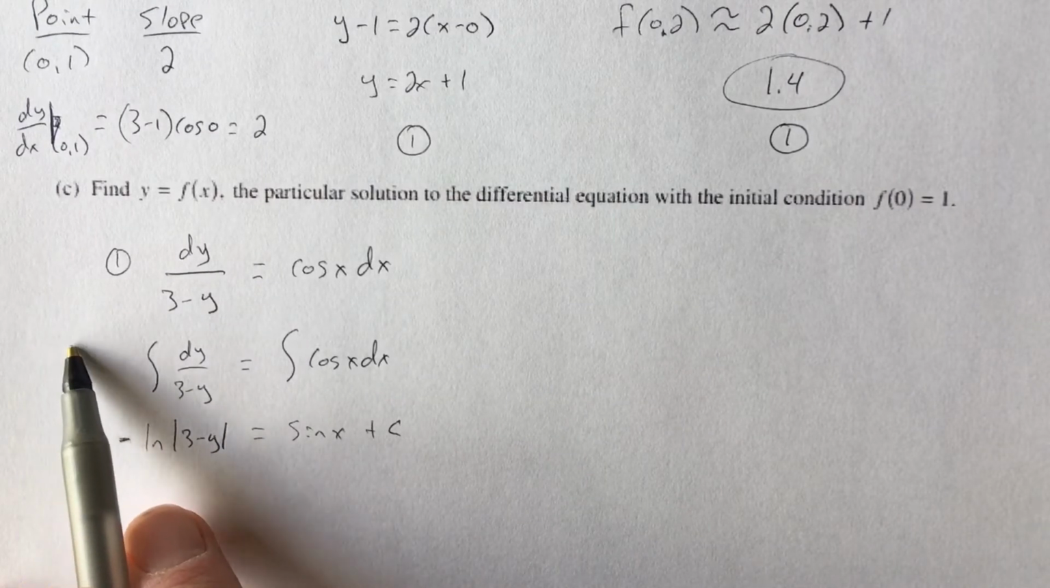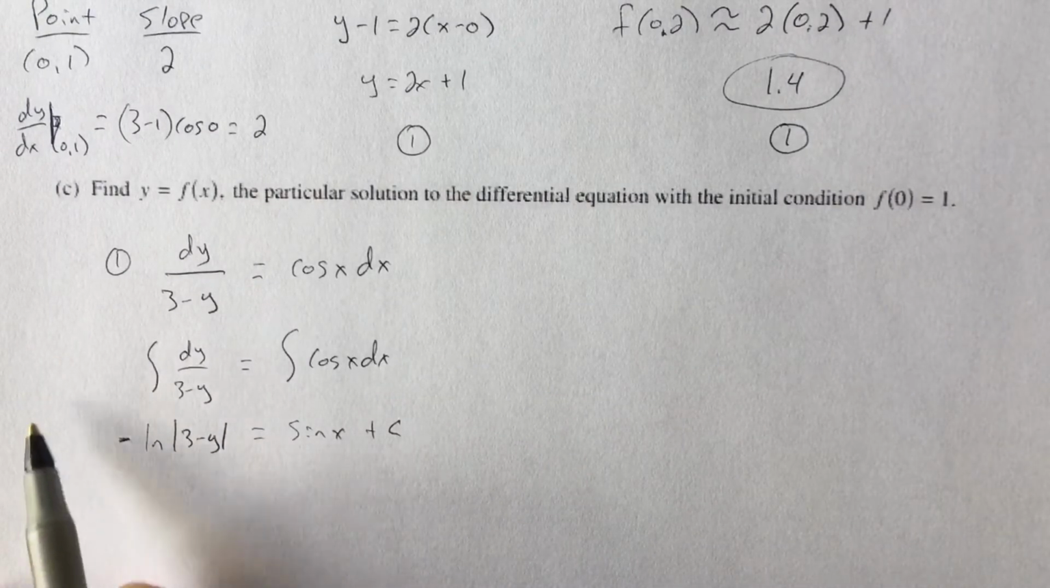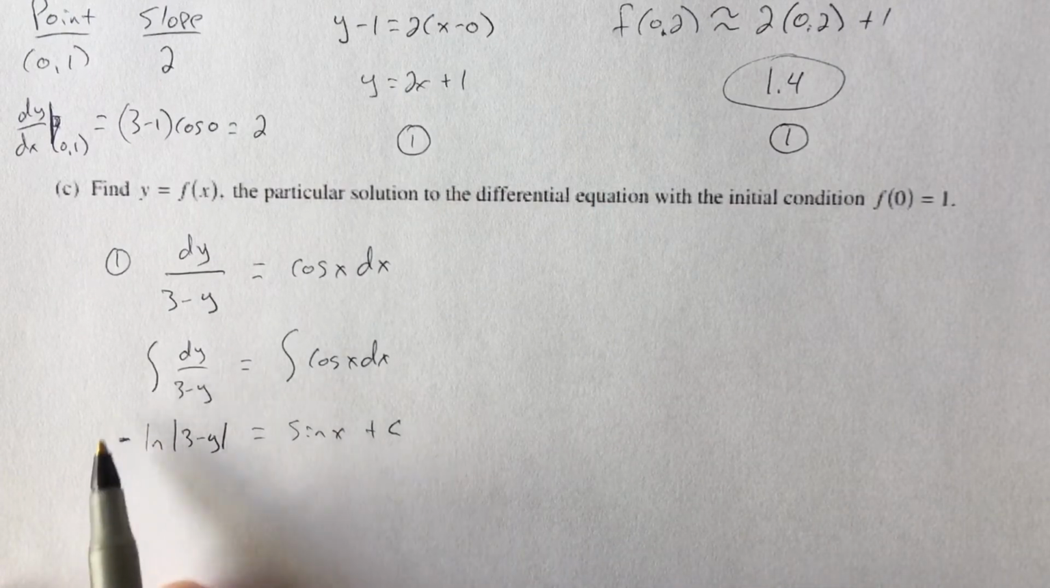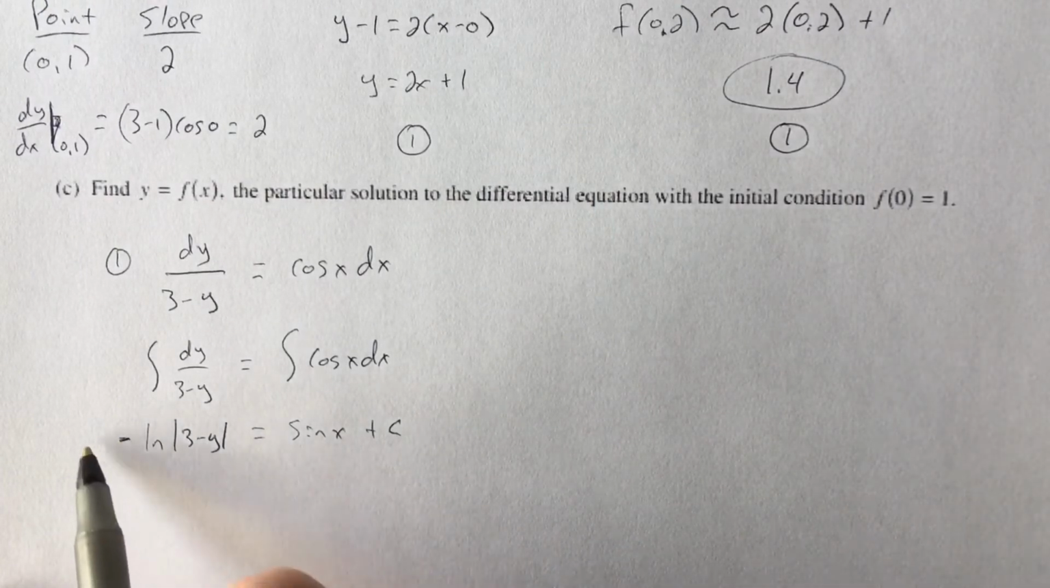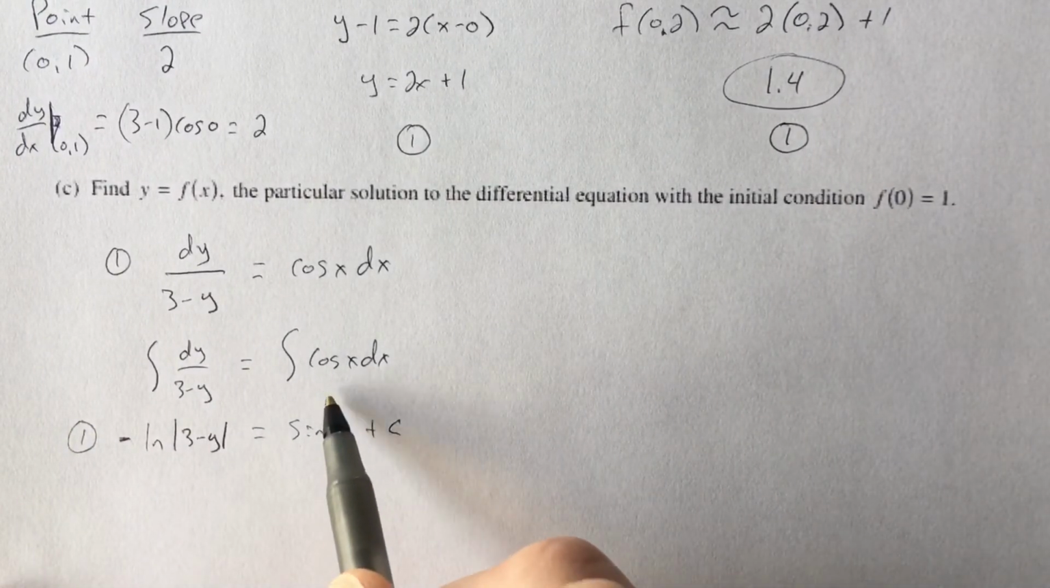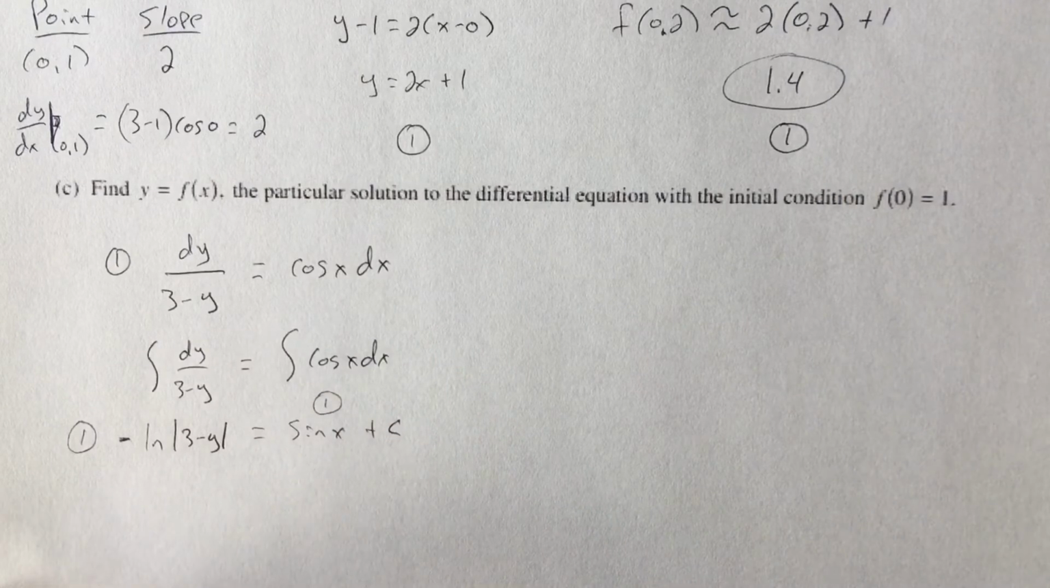Make u equal to 3 minus y and do your derivative and kind of work it off to the side, and then bring it back when you're done. Either way, this negative has to be there. Now they gave you a point for this integration, and they gave you a point for that integration.